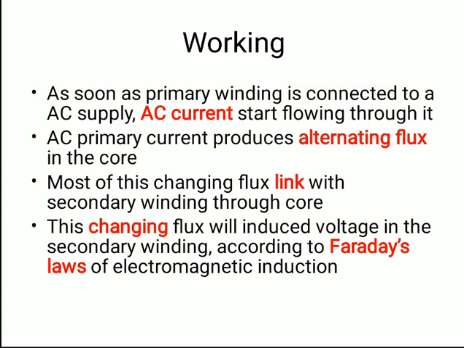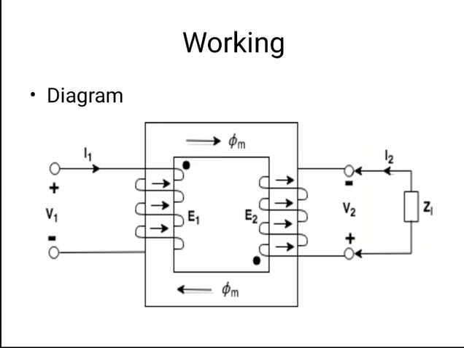So let's start with the working. First I will explain, and then we will go through it. What will happen when the main AC supply is given here? The AC current will flow in this winding. Now, when the AC current flows in that winding, we know that EMF is induced. Faraday's first law: when the flux is flowing in the winding, and if that flux is changing, that is alternating, then EMF is induced.